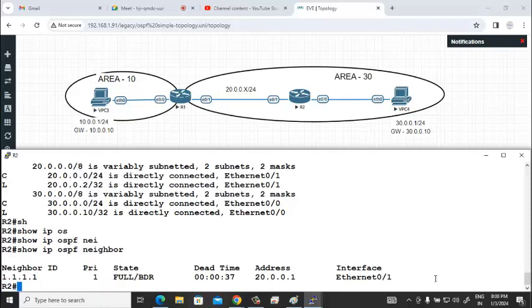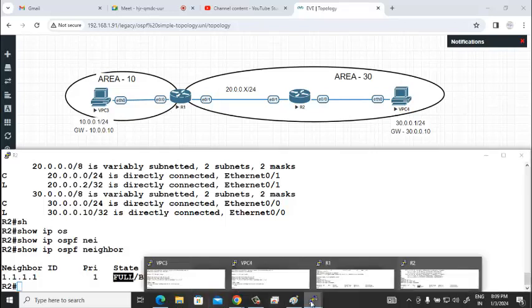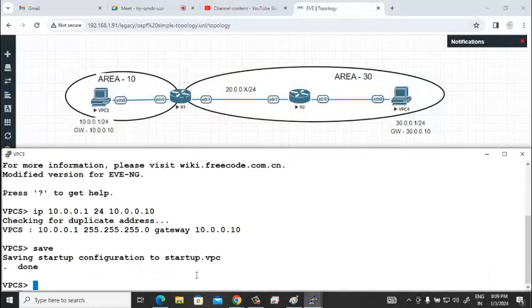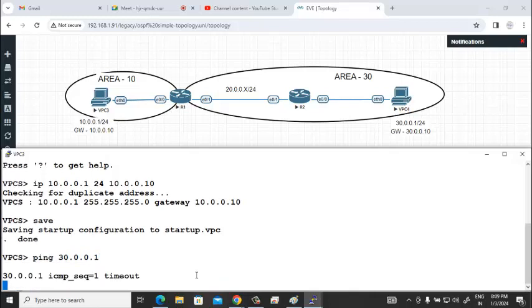Yes. So, as a result, the ping is failing. Ping will never happen. See, timeout. Yes, of course, yes. You see?